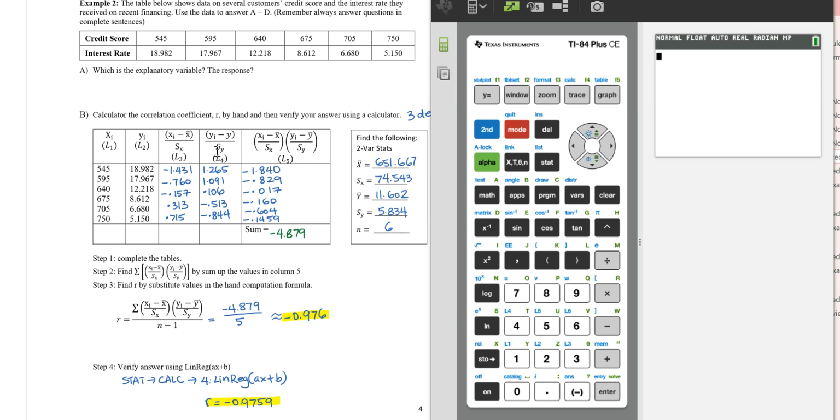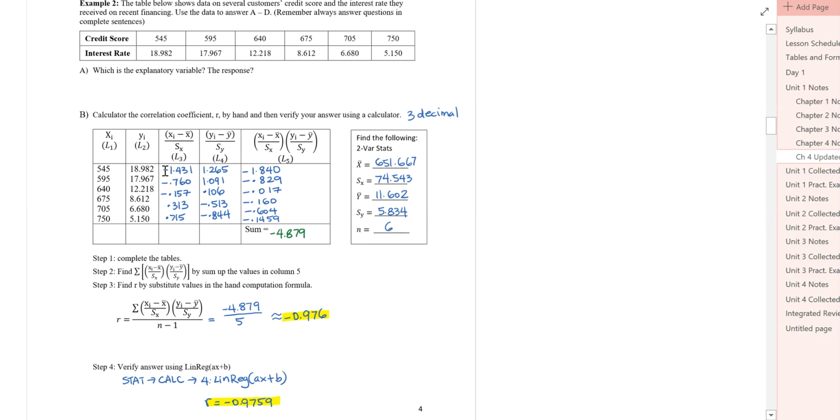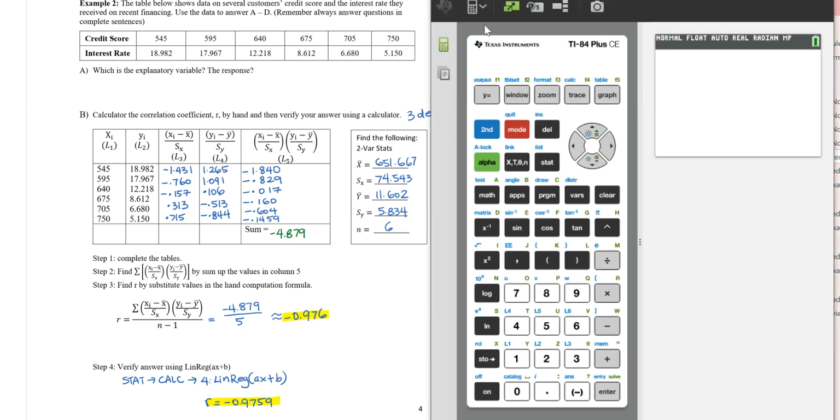Let me just show you how to do it in the first row. Let's show how to find the value negative 1.431 times 1.265, and then get the product. So I'm going to show you the first row basically. Okay, I've got the first row, negative 1.43. I need to use x1 minus x bar over s of x.